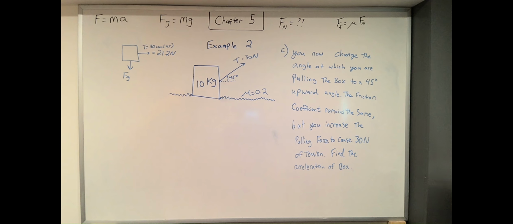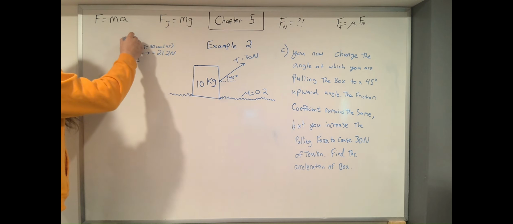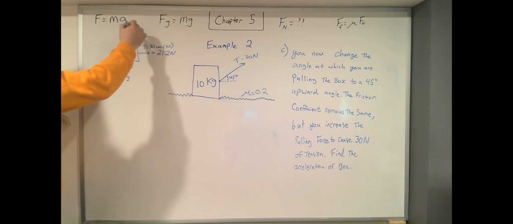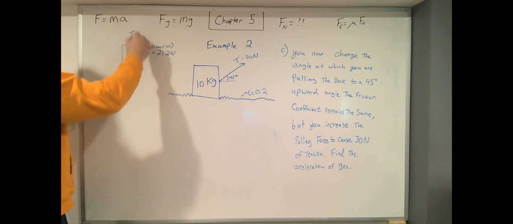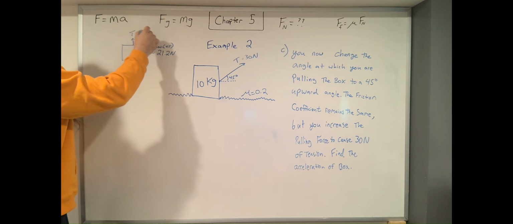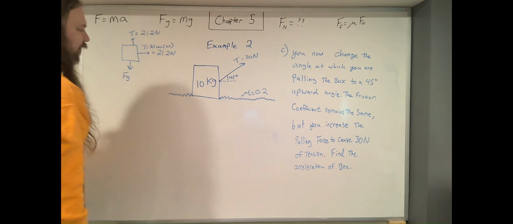Okay, 21.2 newtons that way. The tension that is going upward, because this is going forward and upward, would also be 30 times the sine of 45. And that would be the same, 21.2 newtons, just because it's a 45-degree angle.